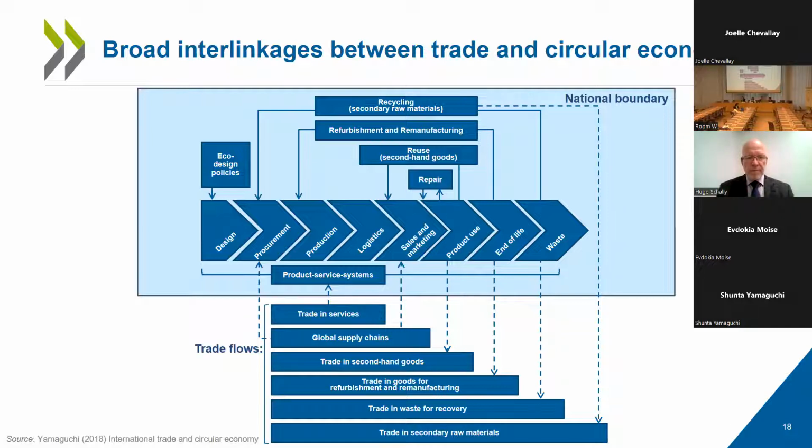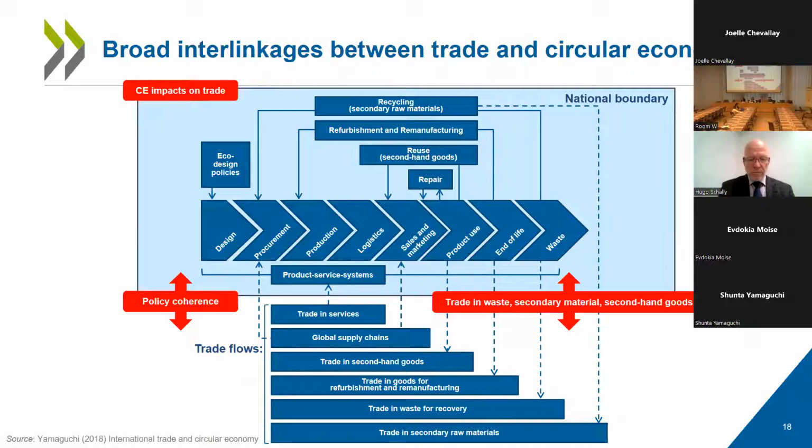Now, there are several pressure points to look at. So first is how the circular economy transition has an impact on trade patterns. The second is around how to secure policy coherence. Third is understanding the nature of trade in waste, secondary materials, secondhand goods. And finally, understanding the role of international cooperation.